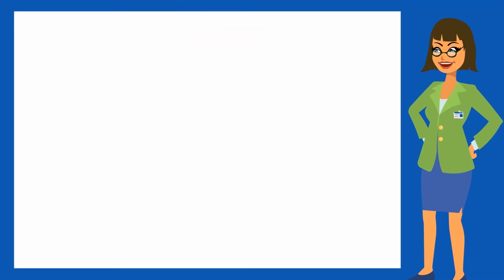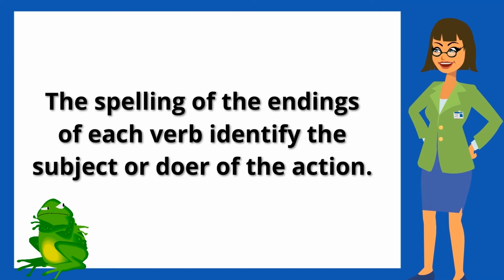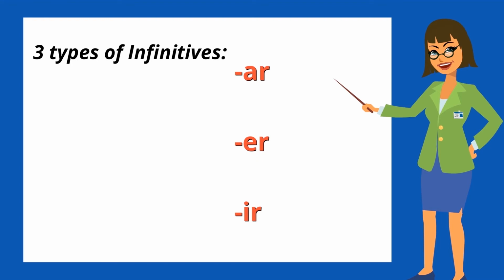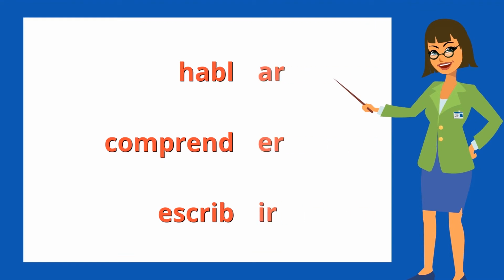When we say conjugations, we are referring to the spelling of the endings of each verb, which identify the subject or doer of the action. In Spanish, there are three basic patterns for forming verb endings. There are AR verbs, ER verbs, and IR verbs. We identify each verb as an AR, ER, or IR verb by looking at its infinitive form.